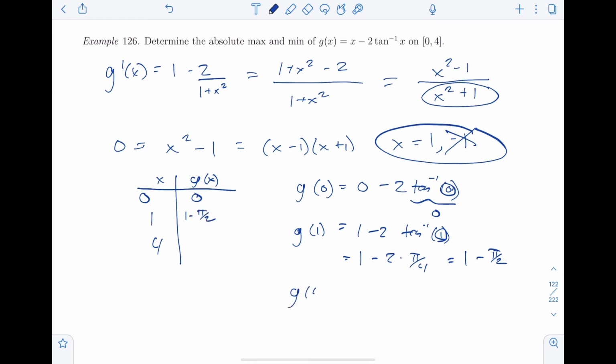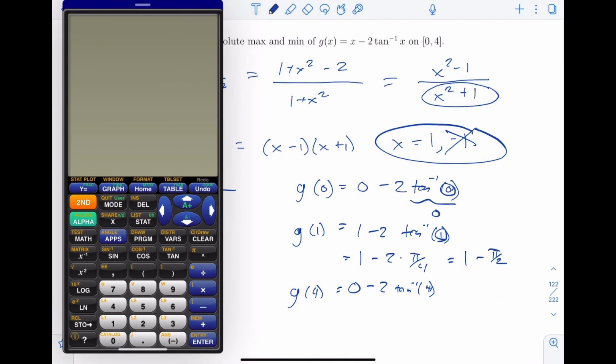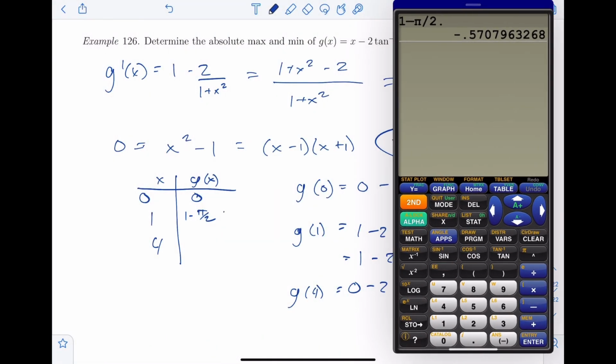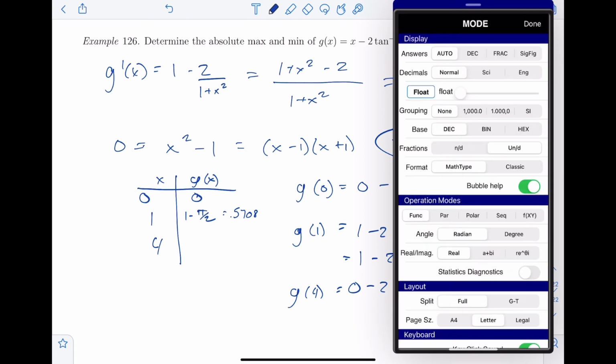And then g of 4, I'm probably going to need some help with. 4 minus 2 arctan of 4. What angle has a tangent of 4? I have no idea. So we'll go ahead and get some help here. 1 minus pi over 2. I'll put a decimal in there to give me an approximation. So that's negative 0.5708.